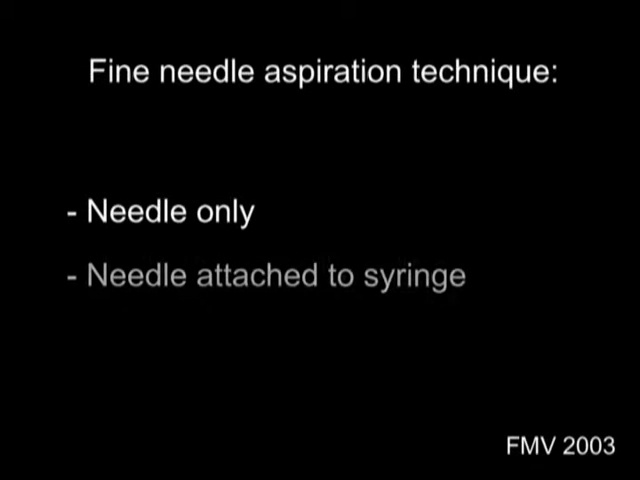Two techniques may be used: sampling with a needle only, or sampling with a needle attached to a syringe. By using a syringe, negative pressure can be applied, enhancing the exfoliation of cells from the lesion. However, the easiest technique is to use the needle alone. If this method does not yield an adequate sample, aspiration using a syringe should be attempted.